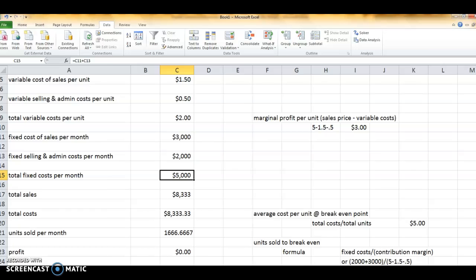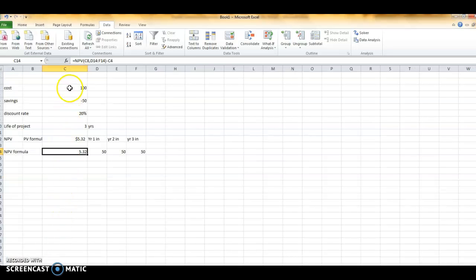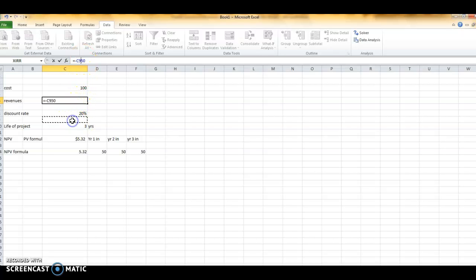But let's go back. I set this up as a short tab over here. So assume again my cost is $100. My savings or my revenues here are going to be equal to $50. Depending upon how I'm doing this, I can set this up as positive or negative. You'll see how it's a little bit different depending on which formula I choose to use. My discount rate was given as 20%. The life of the project was given to be 3 years.